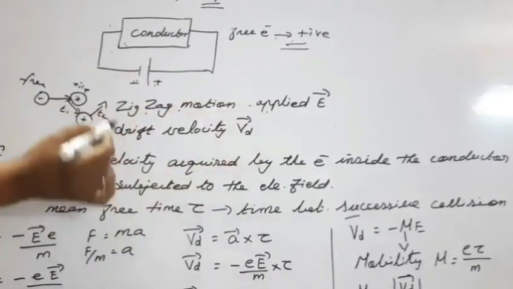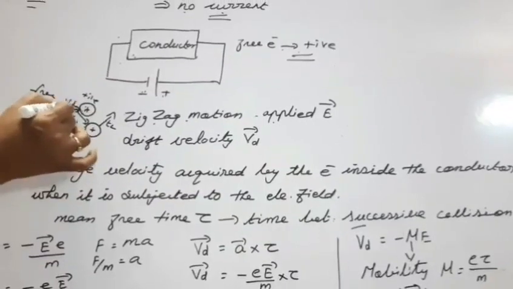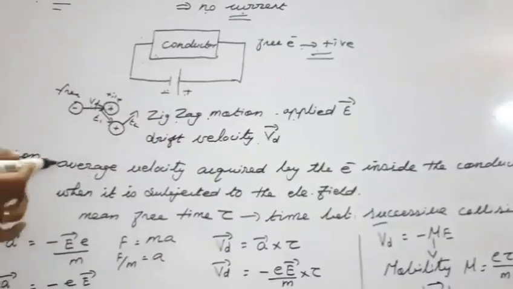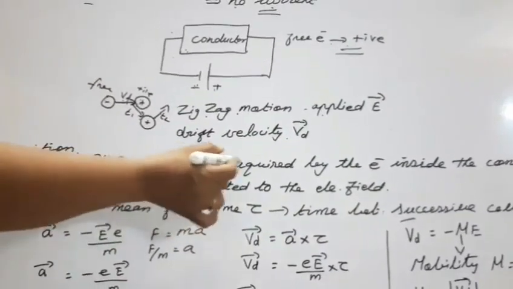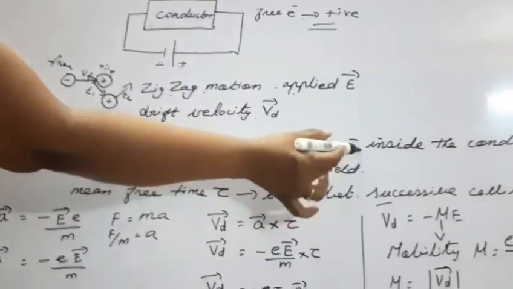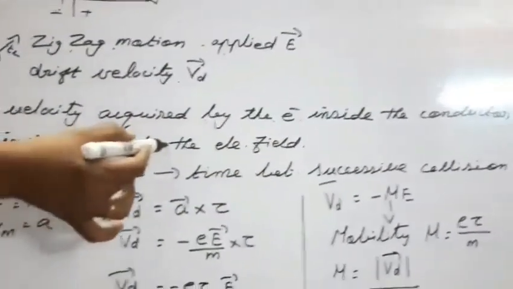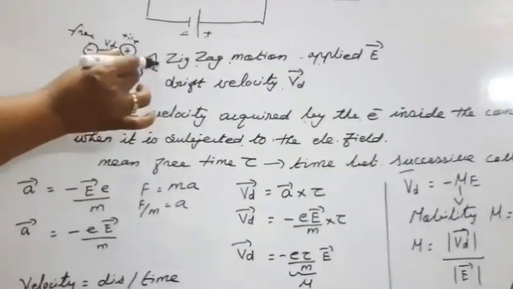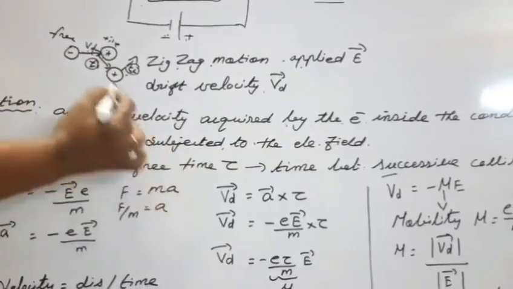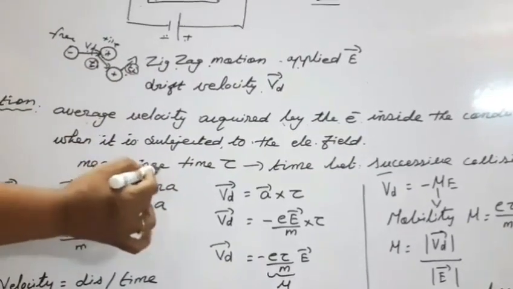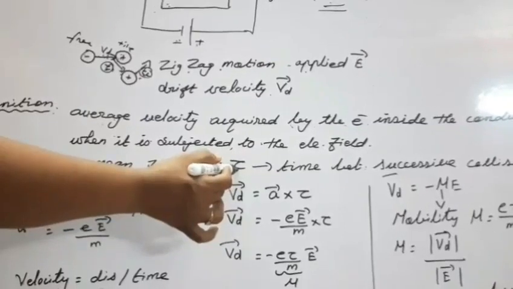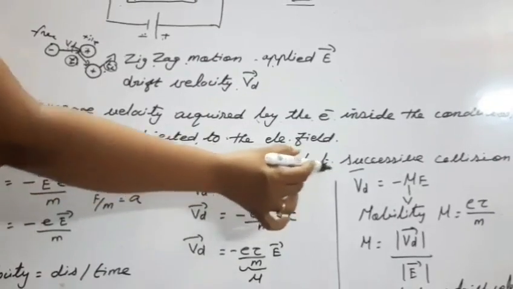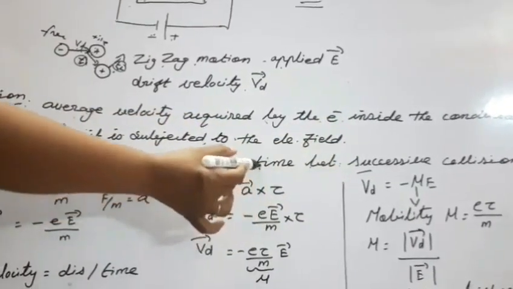So here we can use the velocity, that velocity we call the drift velocity. Drift velocity is defined as the average velocity acquired by the electrons inside the conductor when it is subjected to an electric field. Here there is a time gap between collisions, that we can take as t1, t2 like that, so that the average or mean free time we can calculate, that is known as tau. Tau we define as the average time between successive collisions, called the mean free time.